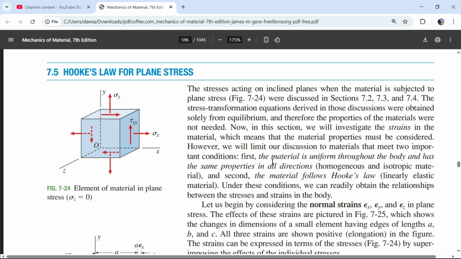First, the material is uniform throughout, and it's kind of fascinating reading these. I kind of know what they're going to talk about. It's uniform throughout, and when we tug on it just a little bit, it's linearly elastic, follows Hooke's law. So let's read this. The material is uniform throughout the body and has the same properties in all directions. It's homogeneous. It's also isotropic, which means it's not tapered. So you've got a beam, it's the same cross-sectional area all the way across the beam.